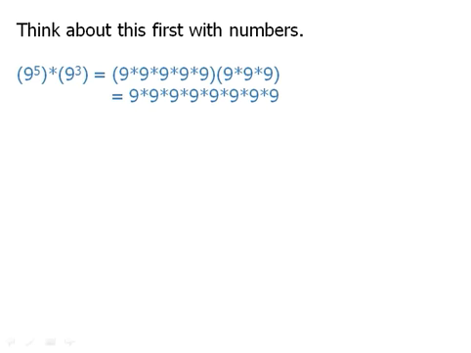And of course, what do I have there? How many factors? Well, I have 5 plus 3. I have 8 factors of 9. So of course, that equals 9 to the 8th. So clearly, 9 to the 5th times 9 cubed equals 9 to the 8th.